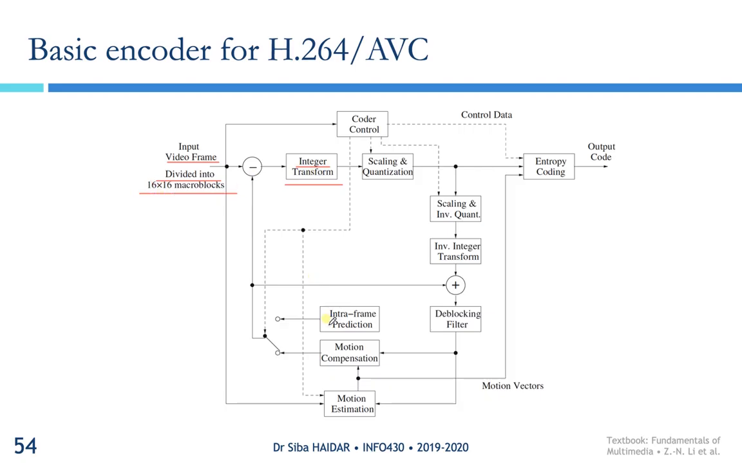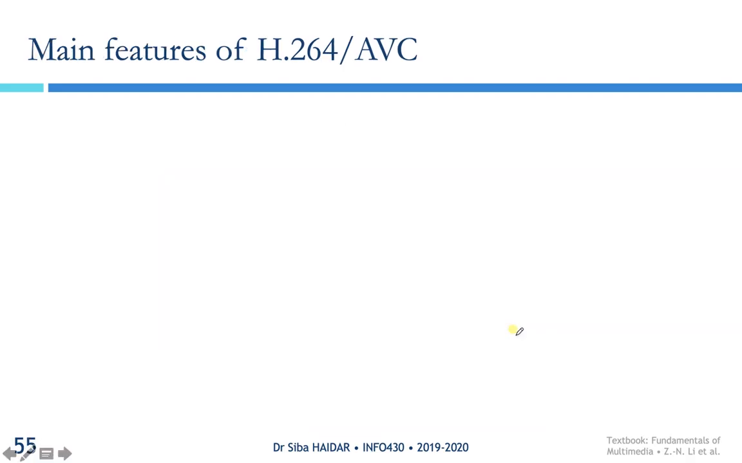You have the intra-frame prediction, the motion compensation, the motion estimation from one side, and you have the integer transform and scaling quantization and coder control with coder data. So there are new features, new techniques, and then scaling and quantization and inverse integer transform and deblocking filters. We will not explain these techniques, but you can see that the encoder of H.264 is more complex than the encoder of the first H.261.